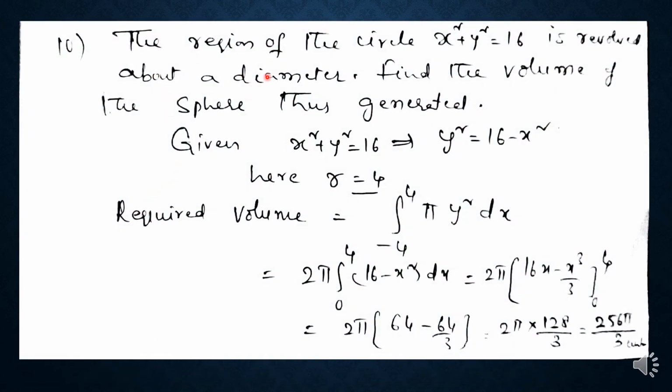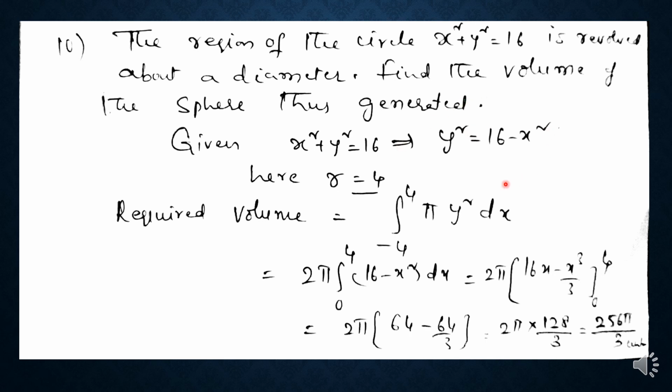The region of the circle x square plus y square is equal to 16 is revolved about a diameter. Find the volume of the sphere thus generated. We know that by revolving a semicircle we will get a sphere. The solid is a sphere. So here the given circle is x square plus y square is equal to 16, which is in the form of x square plus y square is equal to r square. So radius is equal to 4.